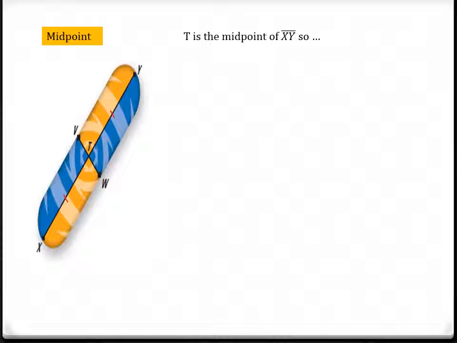So since T is the midpoint of XY, we can therefore state that XT is congruent to TY, or if we're using algebra, we would say XT is equal to TY. So whenever you see midpoint, you know to set them equal to each other when you're dealing with line segments.